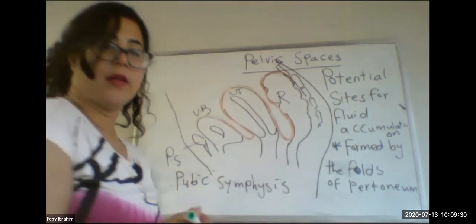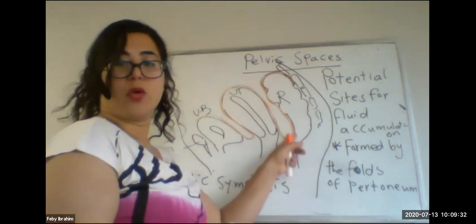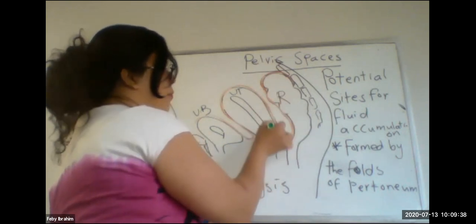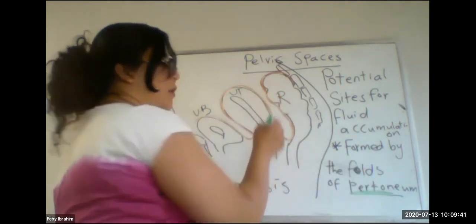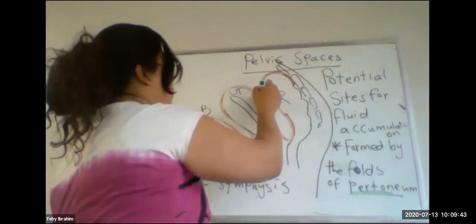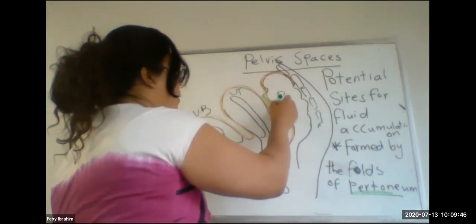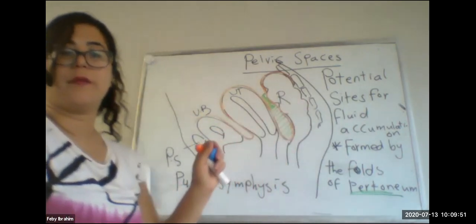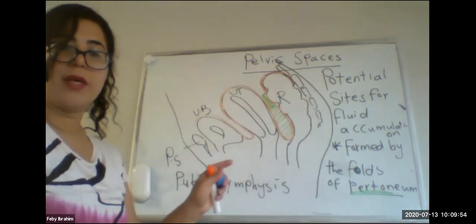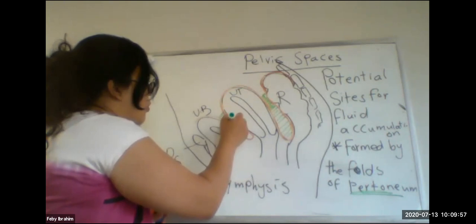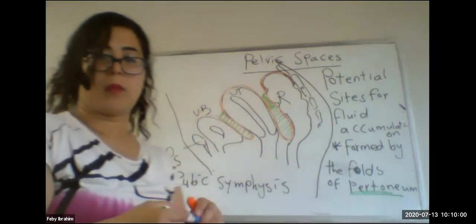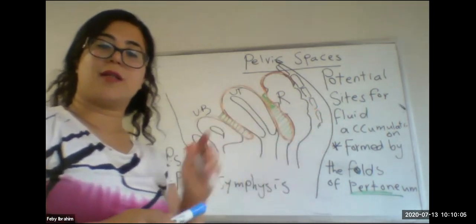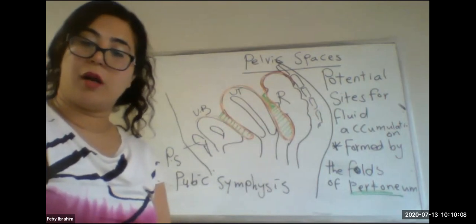Look here, guys, at these folds of peritoneum, this orange line. This peritoneum creates a space here between the rectum and the uterus. Look here, there is a space between the rectum and uterus. And we have another space, this one between the uterus and the urinary bladder. The space between the rectum and the uterus is called the posterior cul-de-sac.